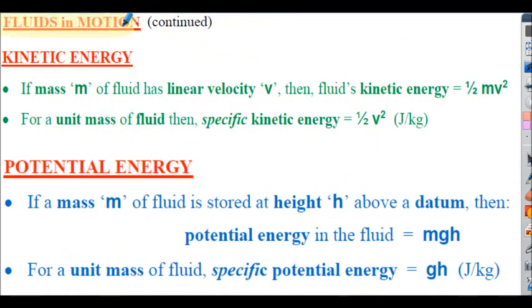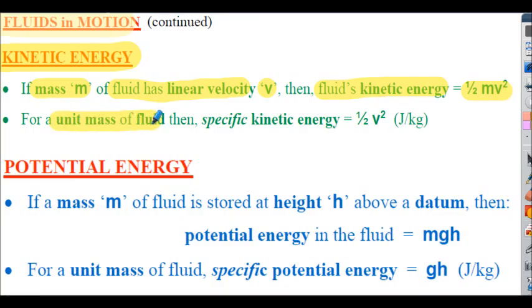Fluids in motion continued. Kinetic energy: if mass m of a fluid has linear velocity v, then the fluid kinetic energy is a half mv squared. For unit mass of fluid, the specific kinetic energy is written as a half v squared, again having the SI unit of the joule per kilogram.